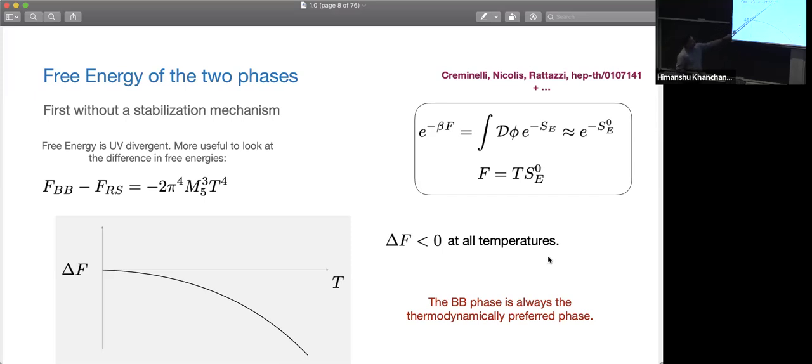So there's a T to the 4th, and there's a negative sign, and this is the 5D Planck scale with some numerical factors. The crucial point is that free energy is negative at all temperatures. Okay, so this is saying that the black brane phase, or the deconfined phase, is always the thermodynamically preferred phase.